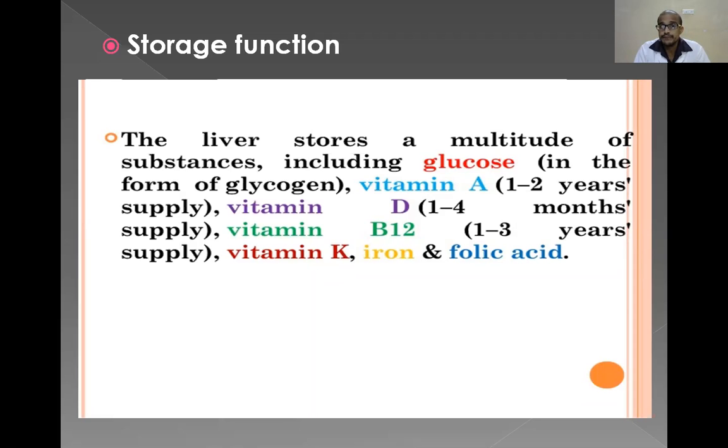So the liver is a very important organ which stores glucose in the form of glycogen, which is required for our daily activities. And apart from that, the liver also stores different vitamins, especially fat soluble vitamins like A, D, E, K. And apart from that, it also stores vitamin B12, iron and folic acid. So the liver is an important storage organ also.